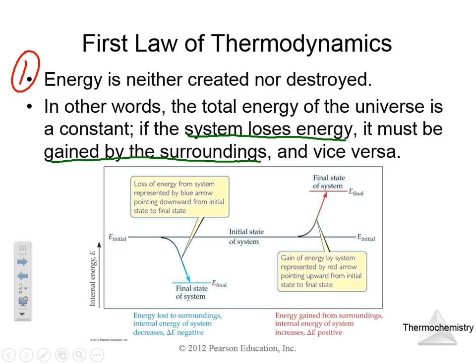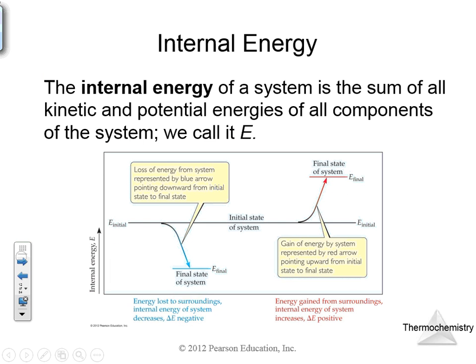But we are only focused on the system and the surroundings. So if the system loses energy, the surroundings gain it, and vice versa. So if the surroundings lost energy, the system would gain energy. That's the general first law of thermodynamics.